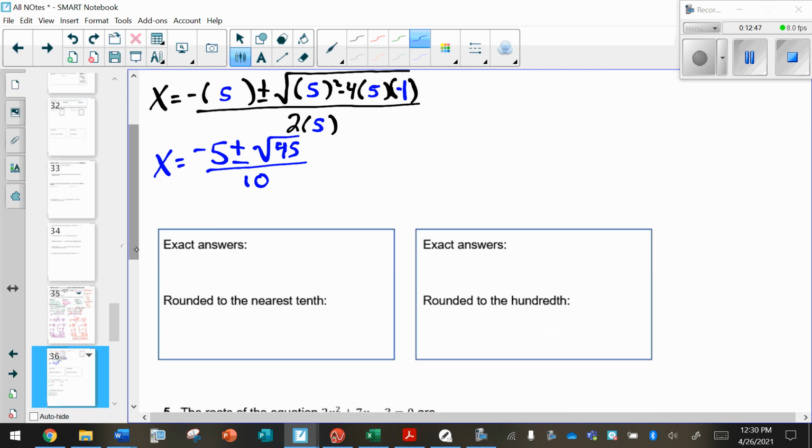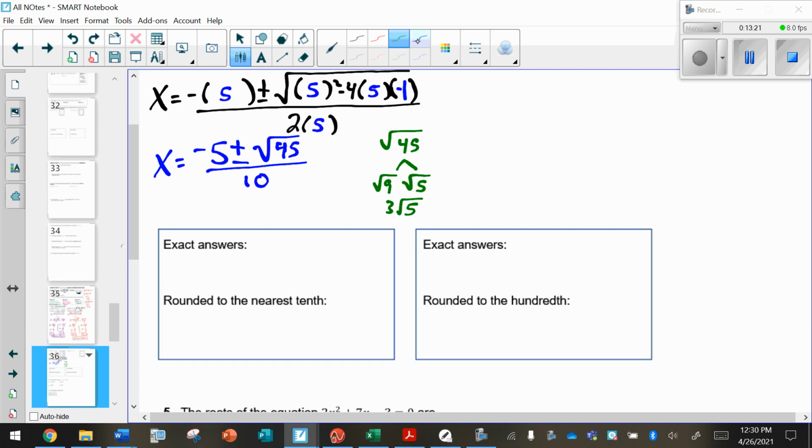Okay, so if we have irrational roots, we're going to leave it in simplified radical form, and then we can also round it to the nearest tenth according to the directions right below us here in the box. To simplify our radical, I'm going to take the square root of 45 and figure out the largest perfect square that is a factor of 45. So I can either do that on the calculator or think about the numbers in my head that multiply to be 45. And that's going to be 9 times 5, which turns into 3 radical 5.